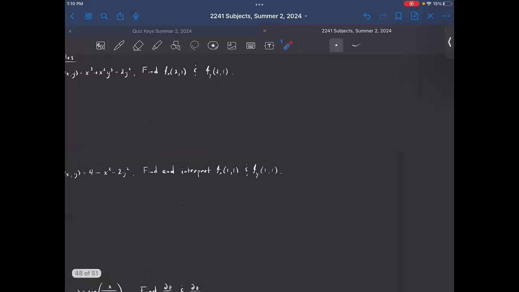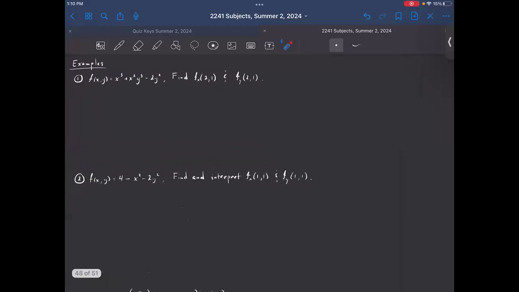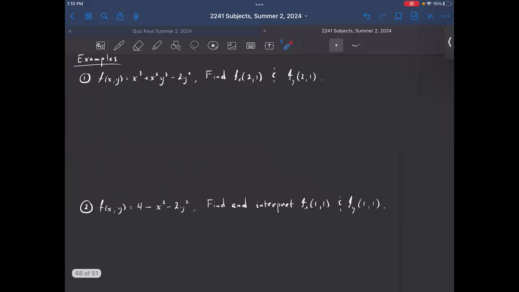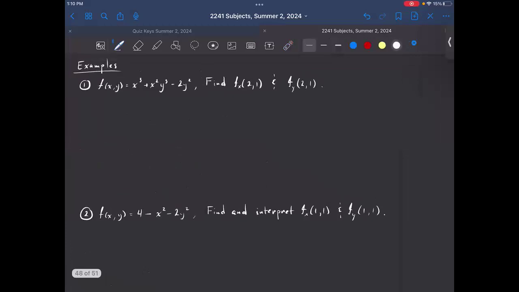All right, so here we're just going to start by computing a few partial derivatives. So we're given this function here. It's a polynomial, and we want to find both partial derivatives at the point (2, 1). So here's how we do this.